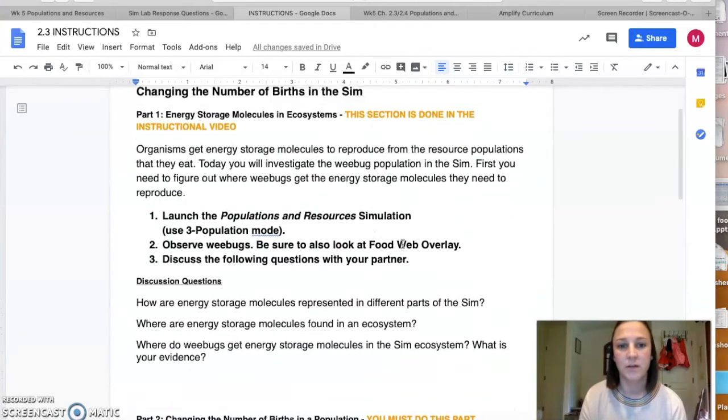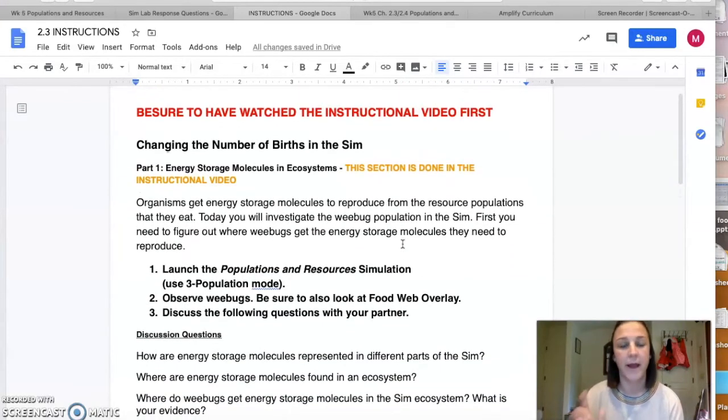So let's get going. It says here, organisms get energy storage molecules to reproduce from the resource populations that they eat, right? We talked about resource populations are the populations that are being eaten by the consumer populations or consumed by those populations, right? Today we're going to investigate the wee bug population in the sim. They're the little inchworm looking ones. First you need to figure out where wee bugs get the energy storage molecules they need to reproduce.